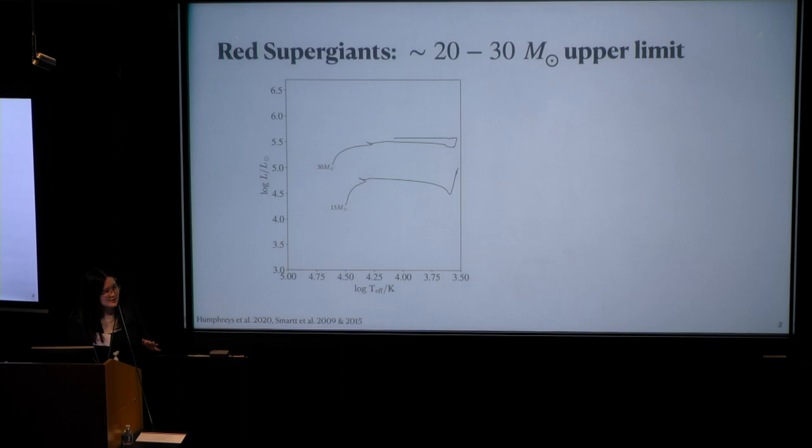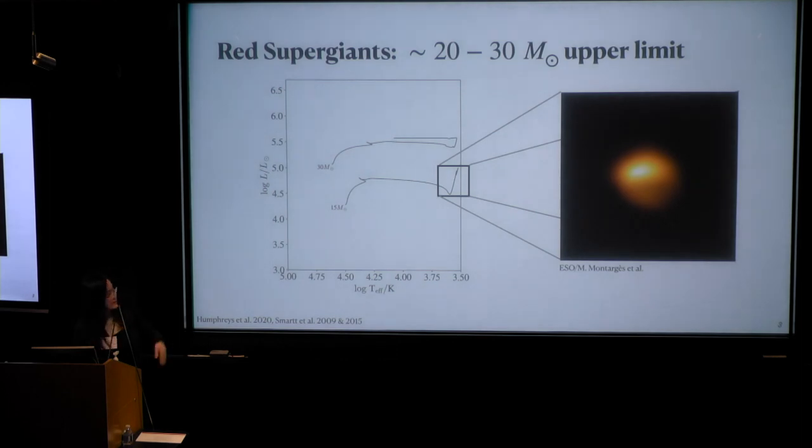These are not isochrones. They're one single star evolving through time, right? And red supergiants populate this area of the HR diagram, and that's a very famous example that we may all know.